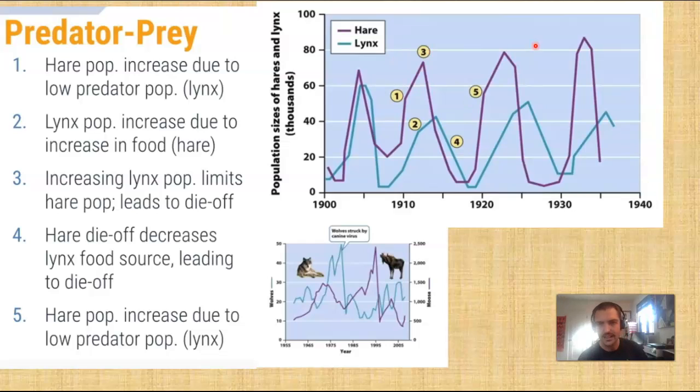So in the end here, the hare's carrying capacity would be about 60, because that's kind of where you would draw the line. And it would be about 40 for the lynx, because that's where the line would go through, where the waves average.